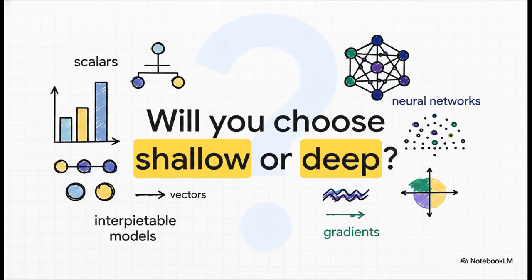You officially have the mathematical vocabulary down. The scalars, the vectors, the gradients, the probabilities, the entire foundation that makes up the language of artificial intelligence. You know the alphabet. So, the provocative thought the source leaves us with is this. Knowing what you know now, will you start by building shallow, interpretable models? Or are you ready to take this new language and dive deep into neural networks?